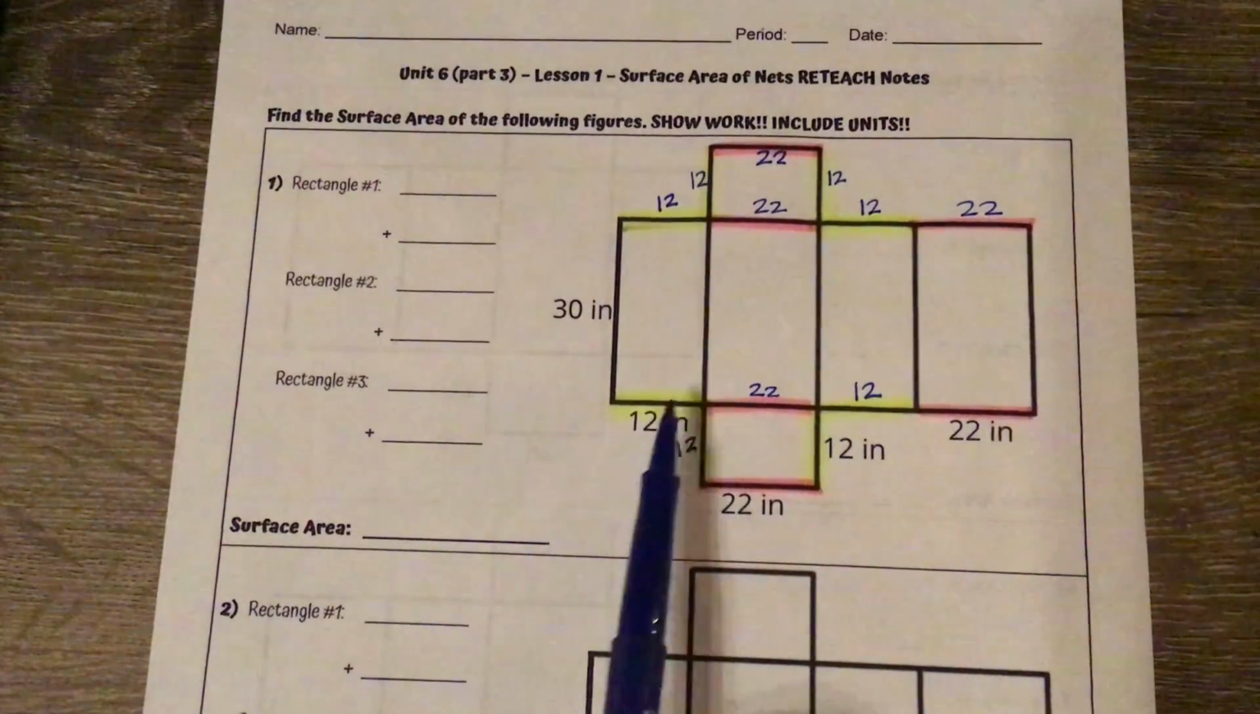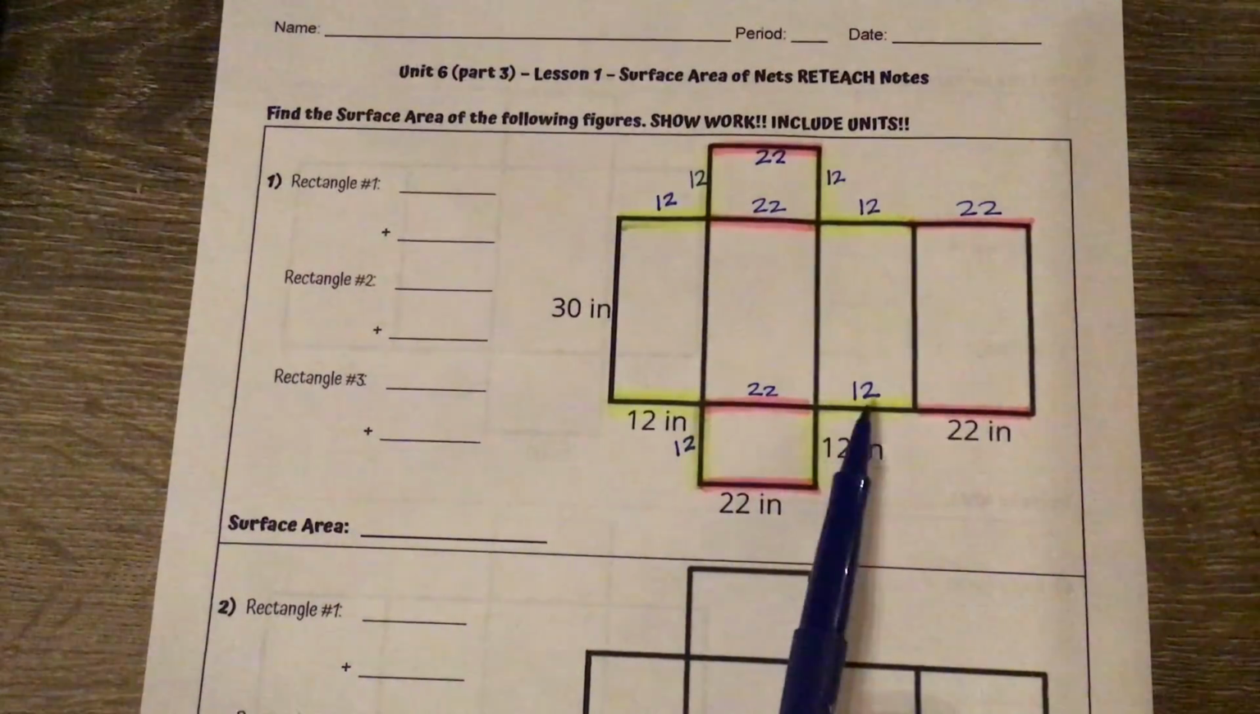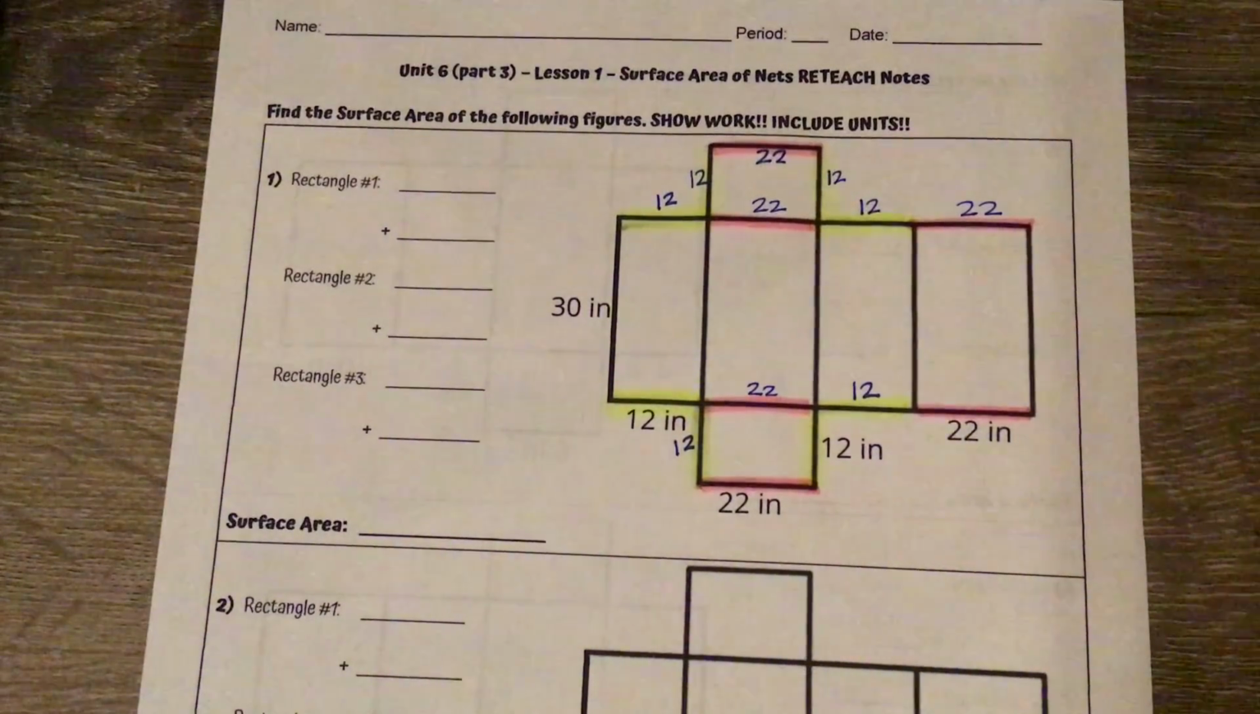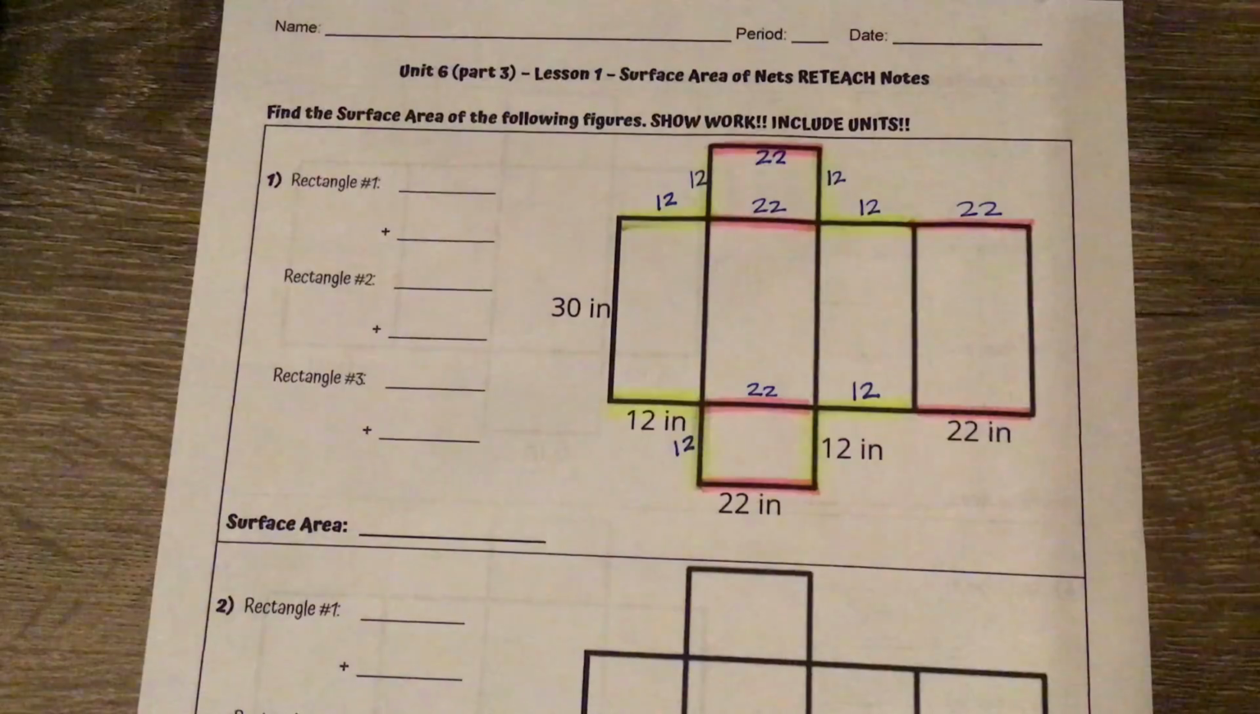You'll notice a pattern here. It goes 12, 22, 12, 22. It alternates like that. And it should always do that.